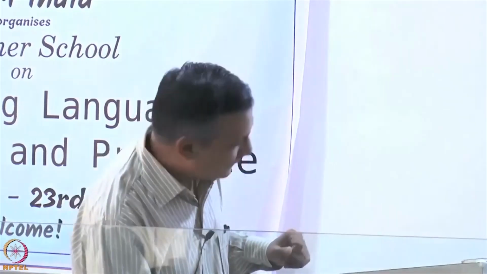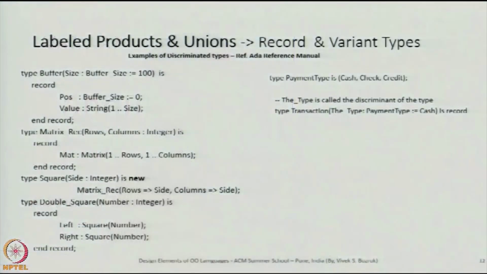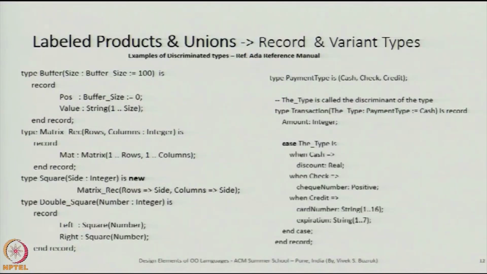So I will not go into the details, but yes, there are different ways in different languages. Ada again has a similar kind of thing as Pascal. Now, do you know what is the advantage of this union and variant type whenever we talk about the actual storage?